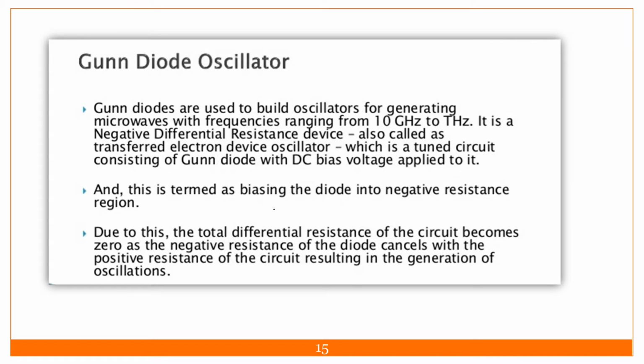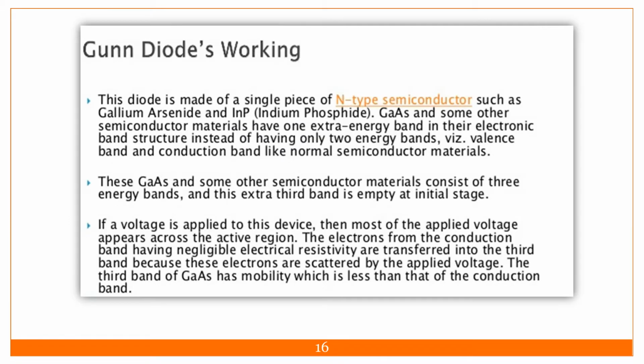Then we have discussed the negative resistance region in the previous slide, what exactly is meant by negative resistance region. Okay, so we'll start with the Gunn diode and its working. The Gunn diode is made up of a single semiconductor material, that is an N-type semiconductor, probably of gallium arsenide and indium phosphide.